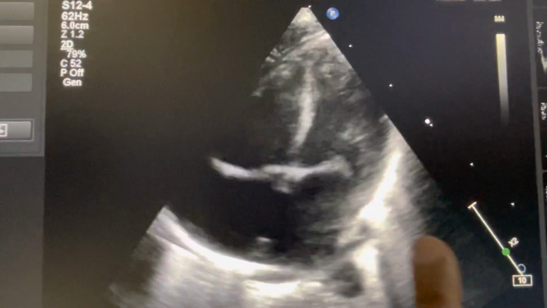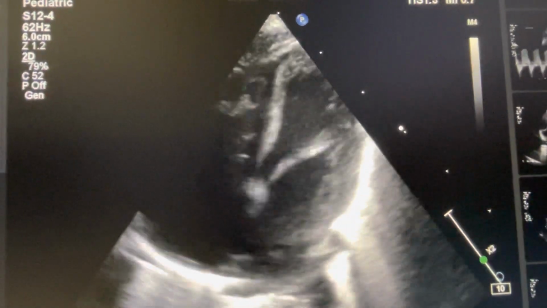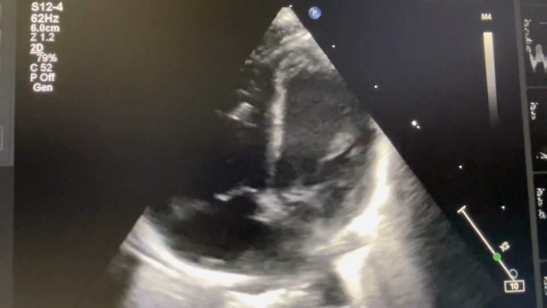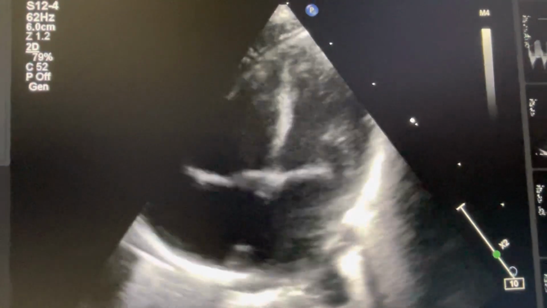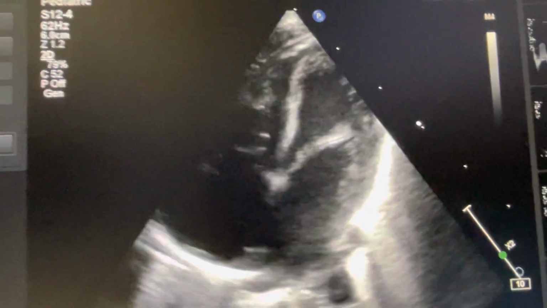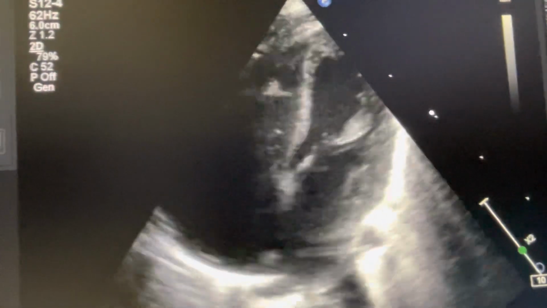This is LA and LV. RA, RV more in size compared to LA and LV. So dilated RA and RV. Second thing, in this image you see possibility of ASD here.